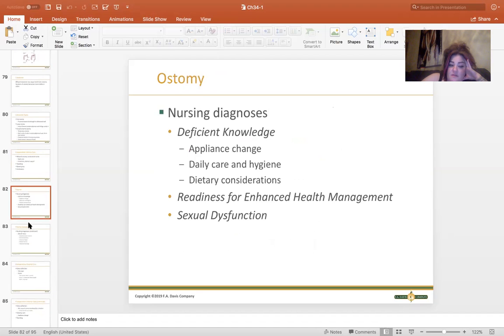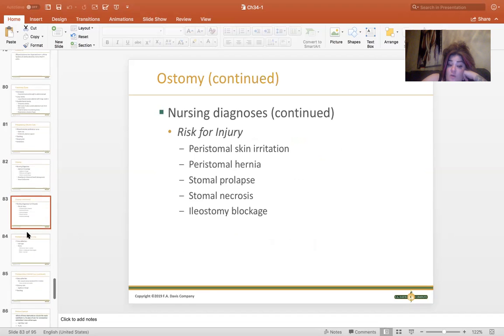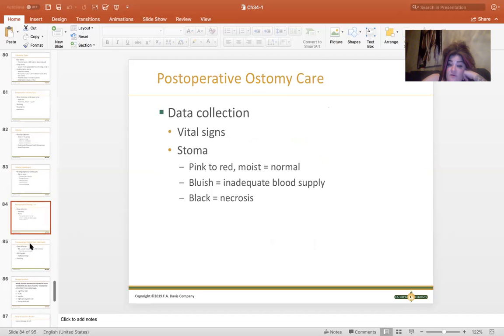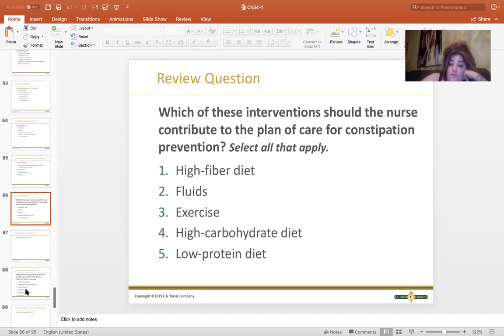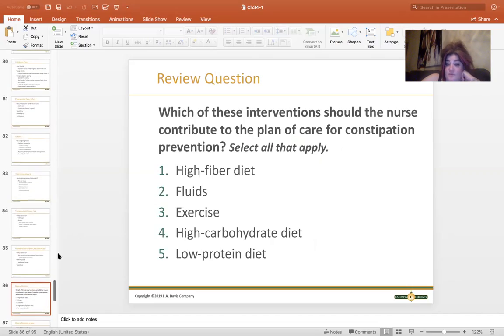I will say this because I do think it's important. Knowledge deficit for sure for nursing diagnosis and being able to do the hygiene and care for it, because we do not want to get any sort of infections when we have an ostomy. So ostomy care is very important, and being able to explain to our patients what's going on with the ostomy, what it is, why they have it, how to take care of it. All of that is going to be extremely important.